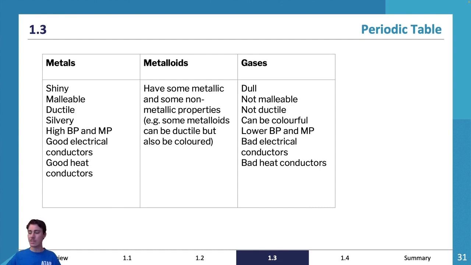They're also really good heat conductors. What's a really good example of that? Pots and pans. Your pots and pans move electricity through, so that's also one thing that makes them really good.